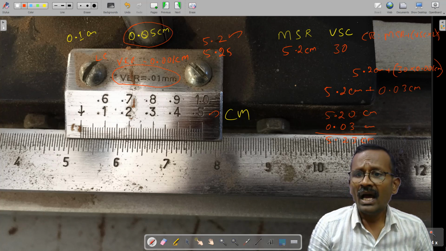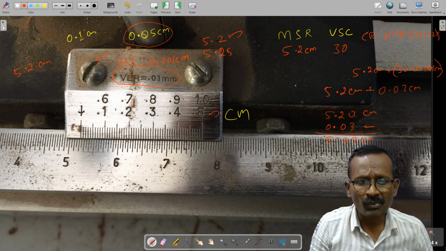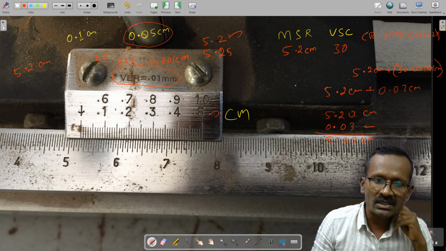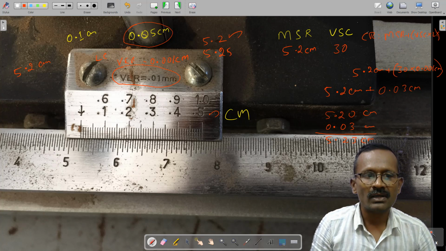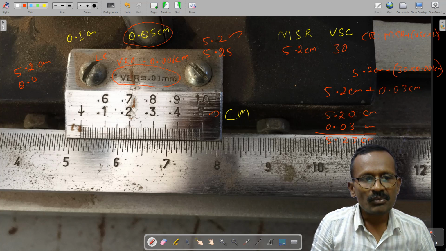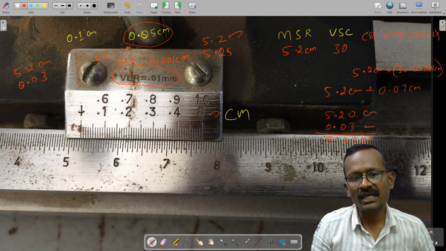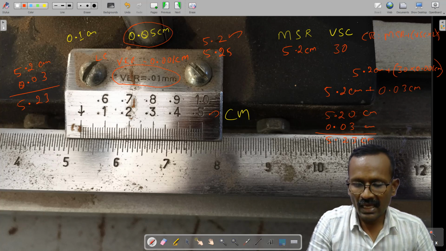What we can do, I took the main reading as 5.2 centimeter. Now which one coincides? 0.3 coincides. So you take this one, not the 30th division. So this should be written as 0.03. So 5.23. Okay, I'll go for a new picture.